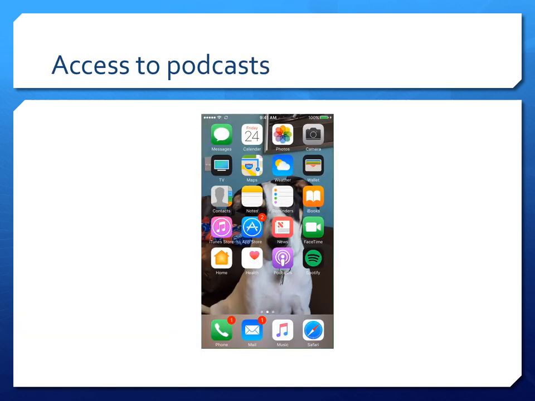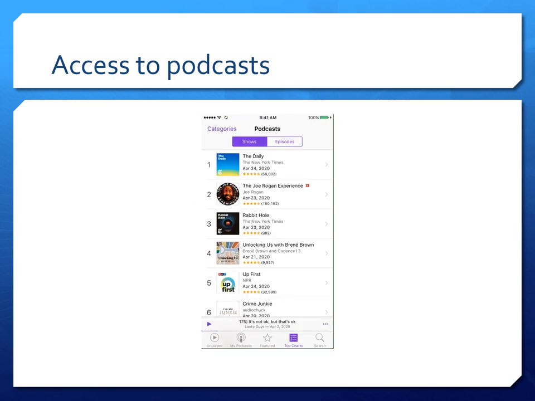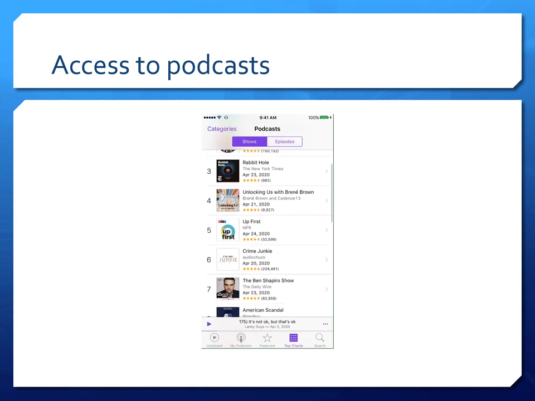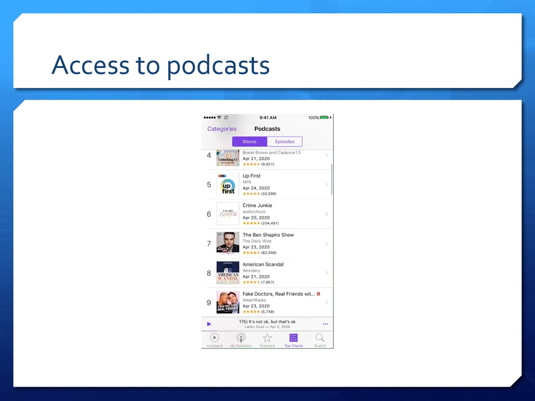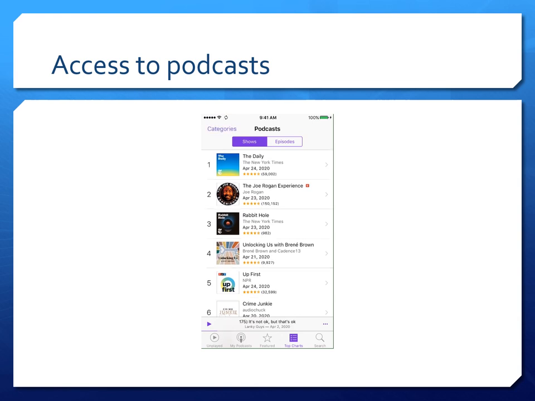All right, now I'm going to show you how to access podcasts. If you have an iPhone or an iPad, this is one way that you can do it. So you have Podcasts, this purple app that should be automatically downloaded on your phone. If you go into there, we can see the top charts. You can see some of the more popular podcasts. And then you can go to categories and search this way if there is a category that you like.